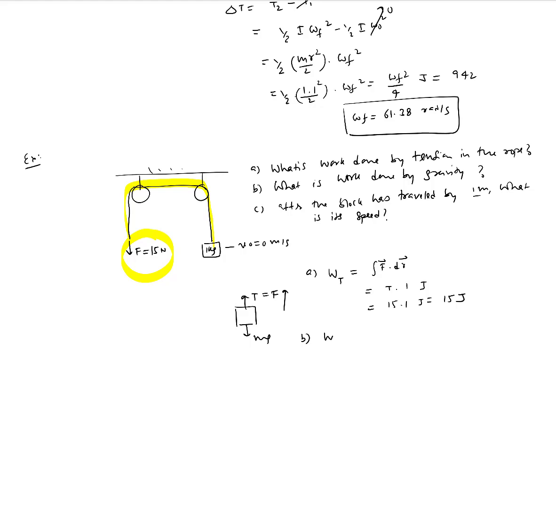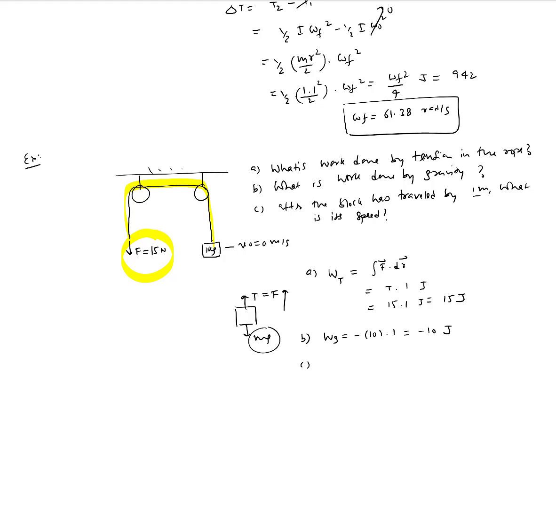What is the work done due to gravity? Work done due to gravity would be the force of gravity, that's mg, so that's 1 times 10, so that's 10 Newton, times the distance traveled, which is 1 meter. But now the force of gravity is pointing downward, the displacement is upwards, so it will be a negative quantity, so that will be minus 10 joule. Okay, so that's part B, all right?